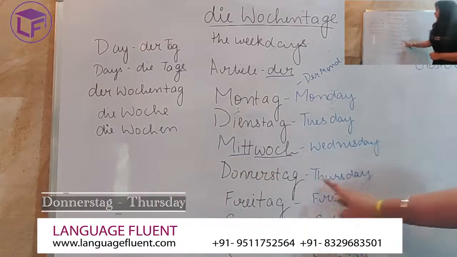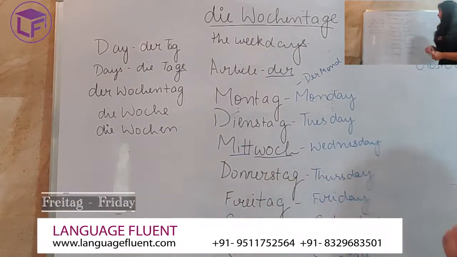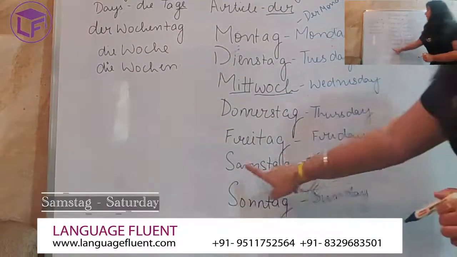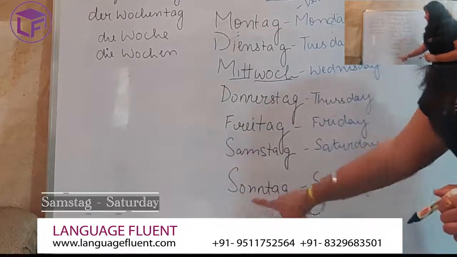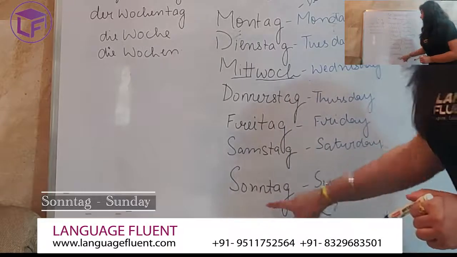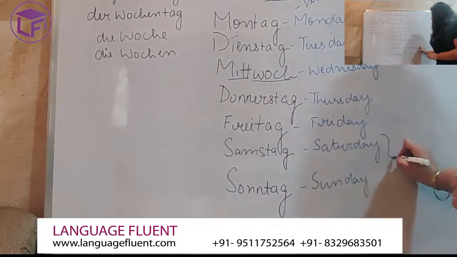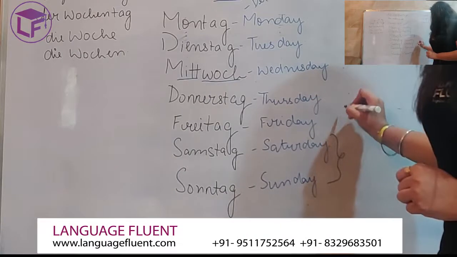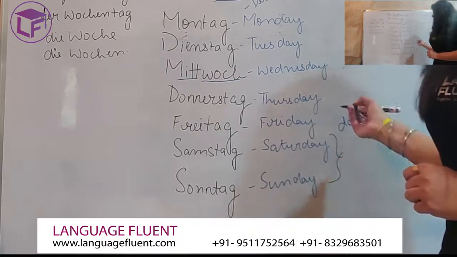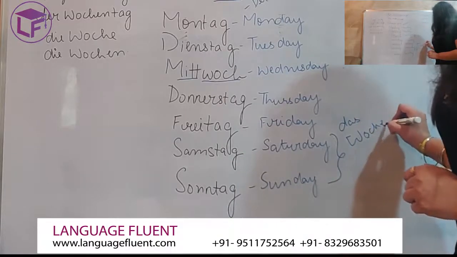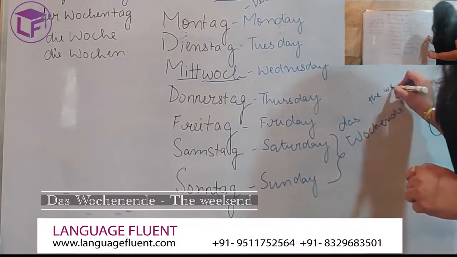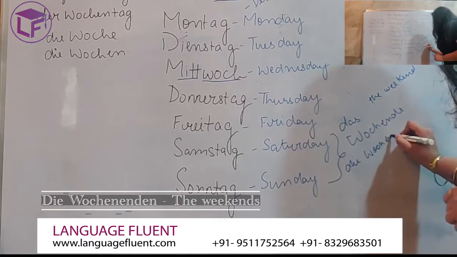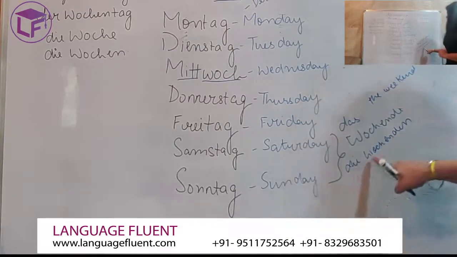Next is Donnerstag, which is Thursday. Then Freitag is Friday. Samstag is Saturday. Next is Sonntag, which is Sunday. Samstag und Sonntag zusammen sind das Wochenende. Das Wochenende means the weekend, and the plural will be die Wochenenden.